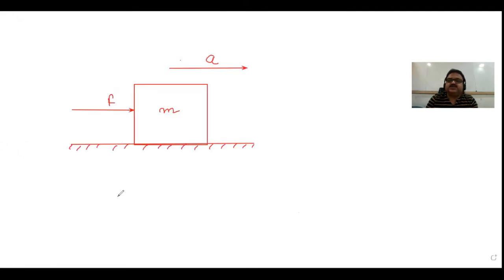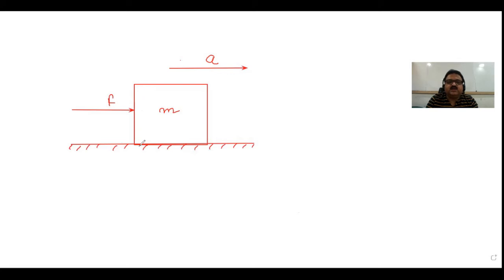Hello students, today we will learn motion of bodies in contact from Newton's laws of motion. Let's start. Before starting motion of bodies in contact, let me give you a brief explanation of the basics of this concept. So let's start from this explanation.